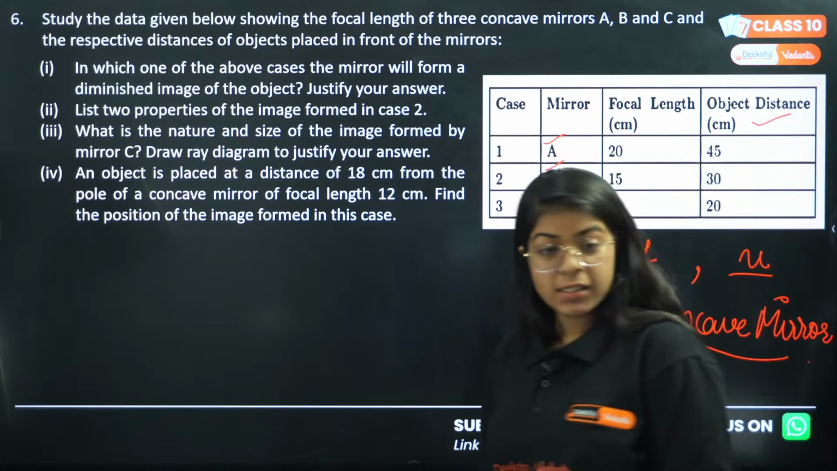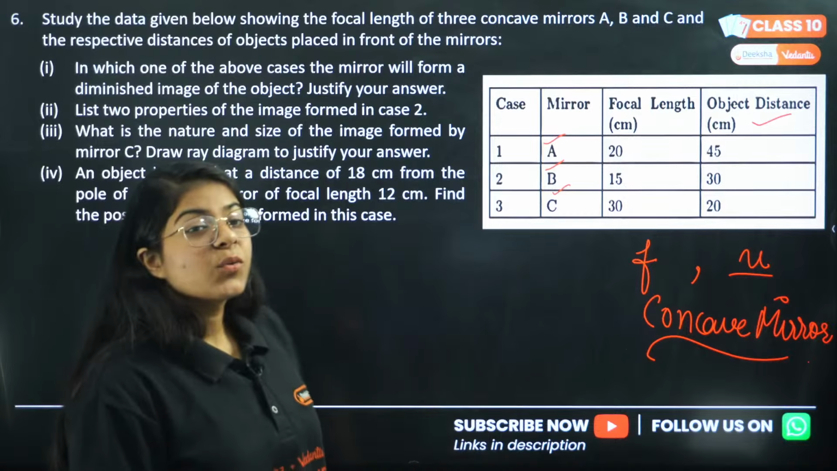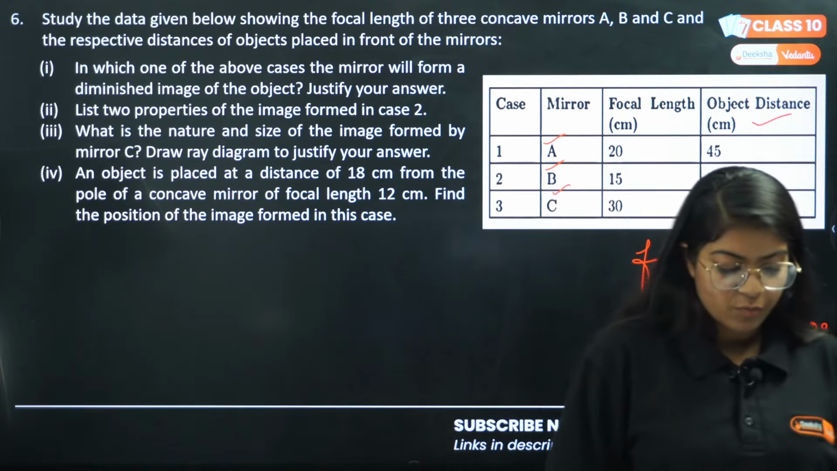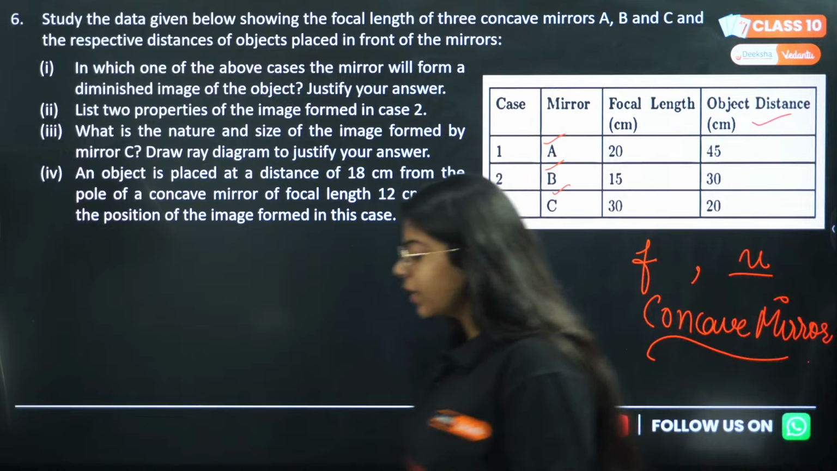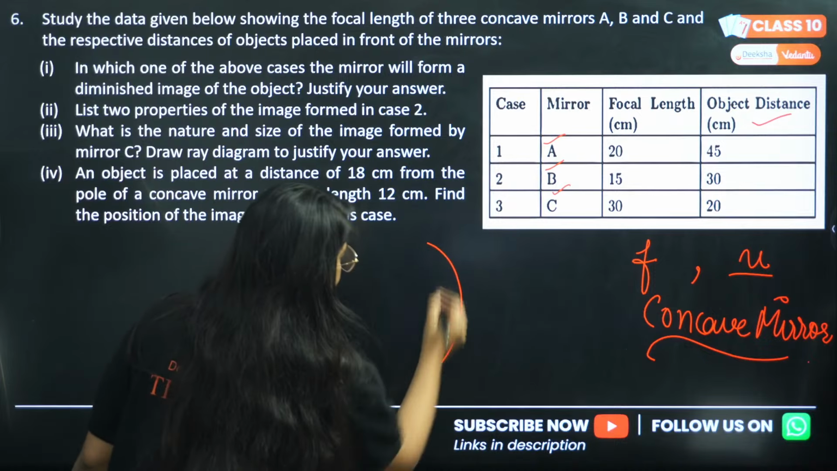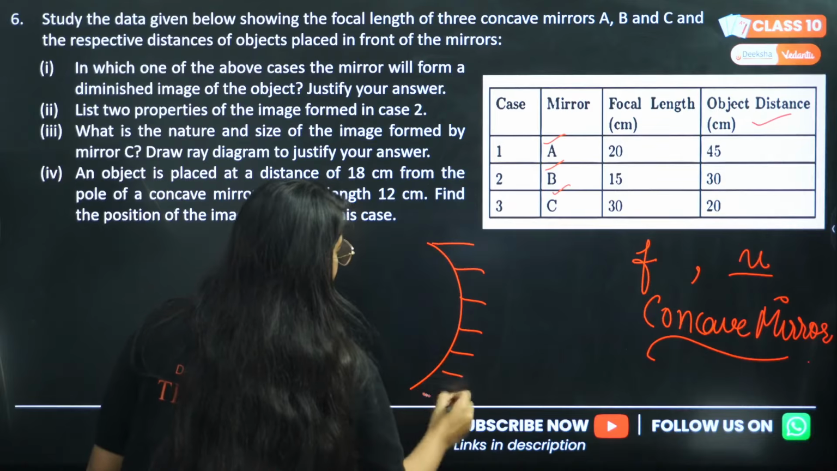Who can answer this question? In which of the above cases will the mirror form a diminished image of the object? Okay, let me give you a hint. We have a concave mirror. So first draw a concave mirror. This is my concave mirror, correct?